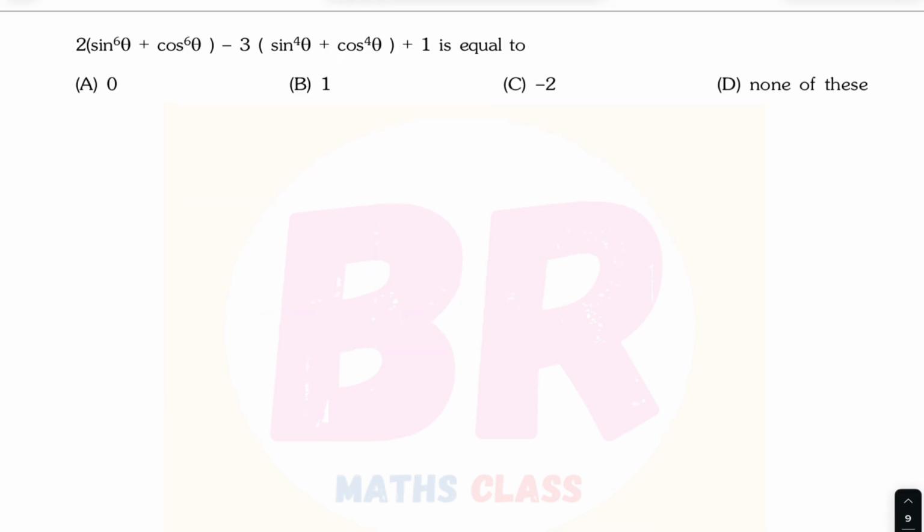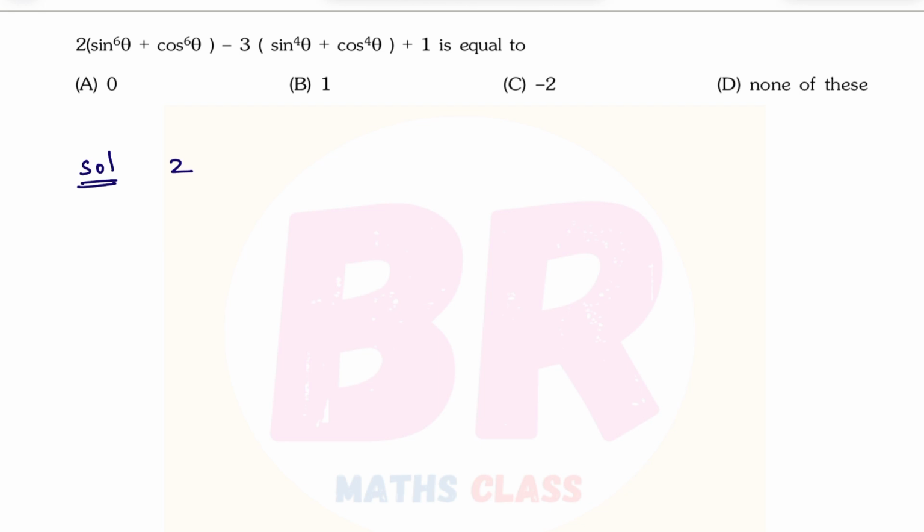Now you see this problem. This problem is very famous in this model. 2 into sin power 6 theta plus cos power 6 theta minus 3 into sin power 4 theta plus cos power 4 theta plus 1 equal. Actually, as all answers are having a number, in place of theta, you can write any angle, 0 degrees or 90 degrees or something like that. And in that way also you will get this answer very easily. But I just want you to do the regular method.